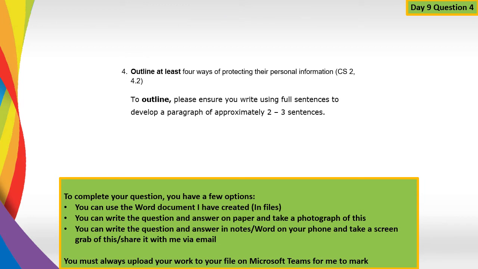So for question 4, I would like you to outline at least 4 ways of protecting personal information of customers. Now just remember that when you're outlining, you need to use full sentences and make a paragraph of 2 to 3 sentences. So the information that I gave you on the previous slide, you can take that as inspiration, but you're going to need to really expand on what I've written. Please pause this video whilst you complete that question.